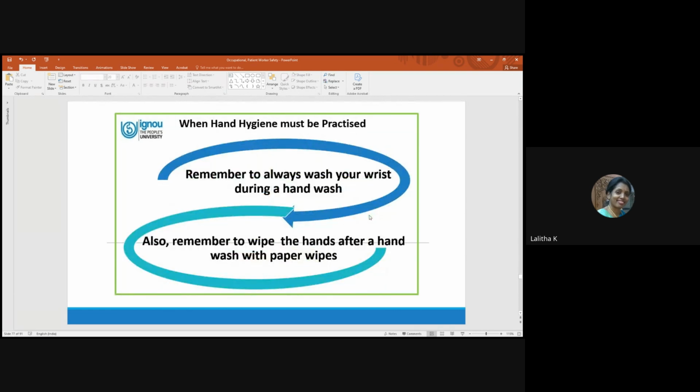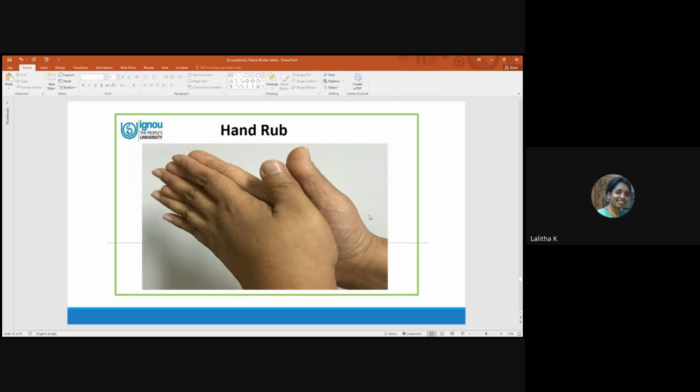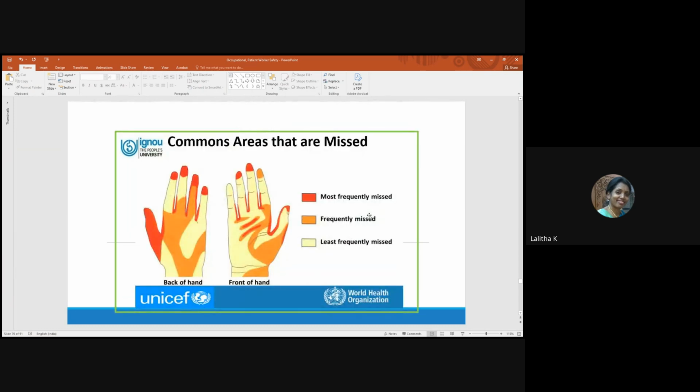Now, when should hand hygiene be done? When does hand wash have to be done? Remember to always wash your wrist during a hand wash, and remember to wipe the hands after a hand wash with paper wipes. And whenever the hands are visibly dirty, we must go for hand wash rather than hand rub.